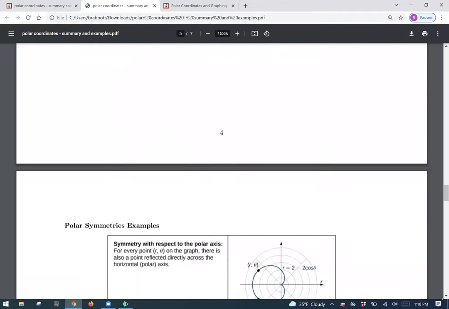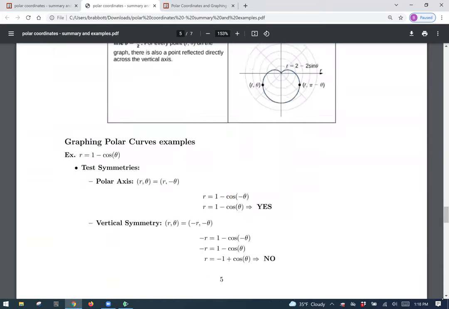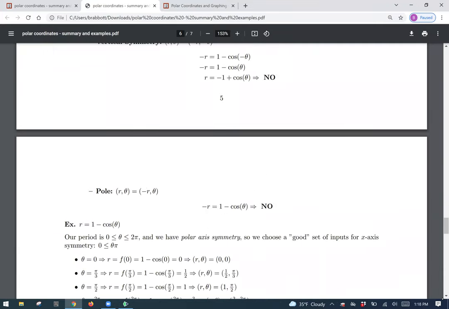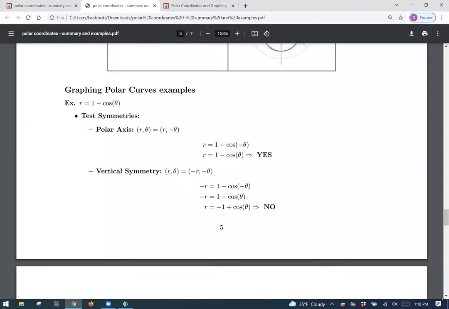All right, let's see. And then there's some example graphs. That's just stolen from the textbook. And then there's a little bit about, hey, here's an example: 1 minus cosine of theta. First thing you want to do is test through the symmetries, and it works through all the steps for it. It uses the fact right here on this line where it says implies, yes. That's using the fact that cosine is an even function.